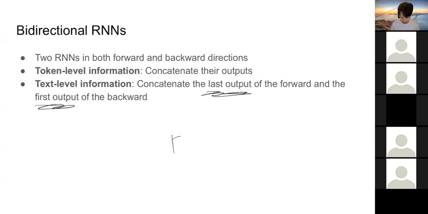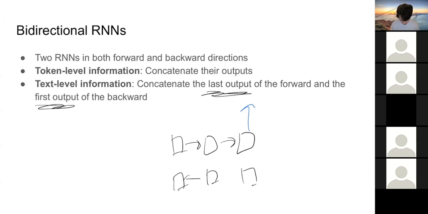In that case, you use this, and there will also be the backward one, and you use that. Then you concatenate these two for the final output. That's the typical way of approaching this problem.